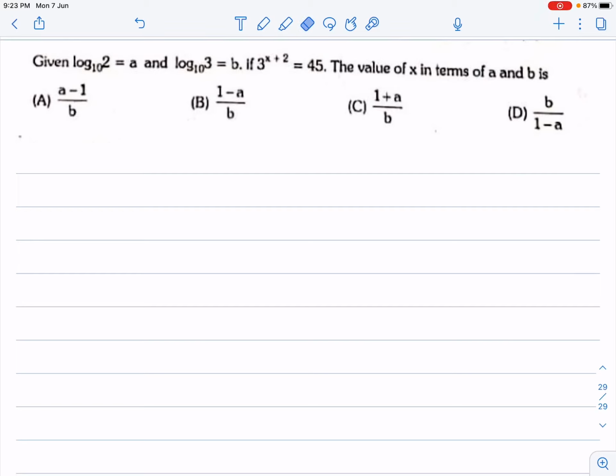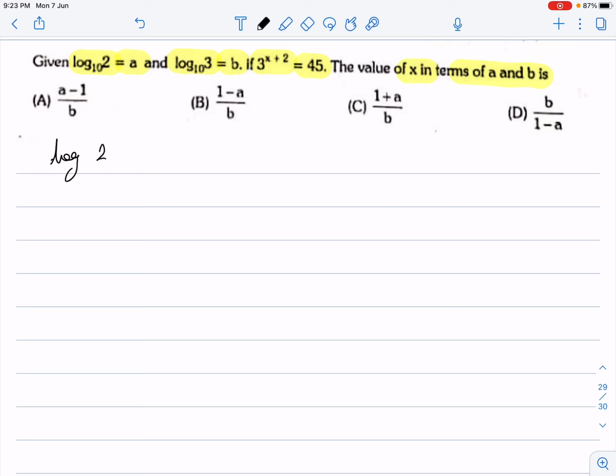So we'll be going to solve this question written on the screen. Given log 2 base 10 is equal to a and log 3 base 10 is equal to b, if 3 to the power x plus 2 is equal to 45, find the value of x in terms of a and b. They are asking. So guys, what is given to you?